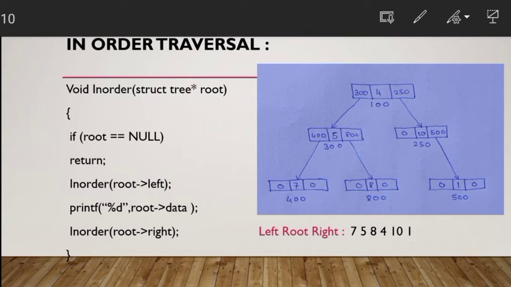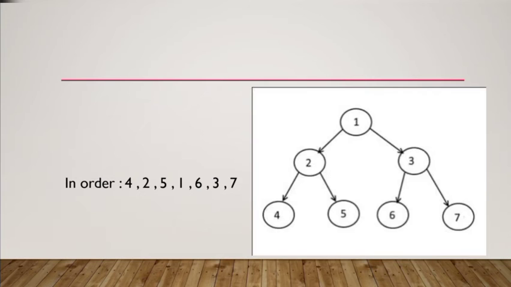After that, root of right, then 500's right is 0, and 0 is passed as an input to the in order function, and if root equal to null, it returns. So the tree ends, and the final in order traversal for the binary tree is 7, 5, 8, 4, 10, and 1. Here is another example for in order traversal.